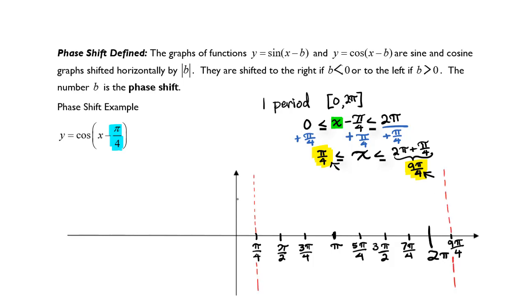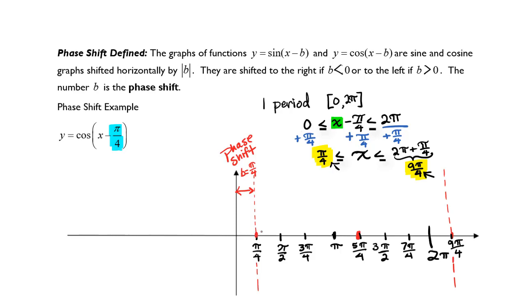And so I can draw this little section here. B equals pi over 4, and that is my phase shift. And I'm happy to report that this works every single time, which is so nice. So now my middle is here at 5 pi over 4.